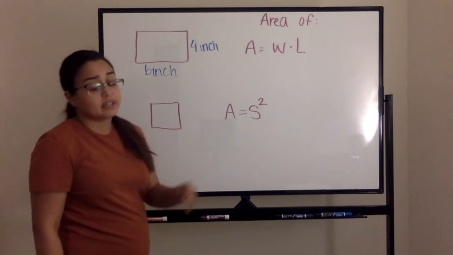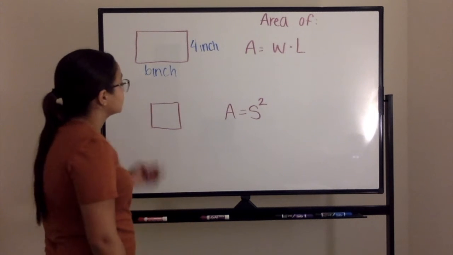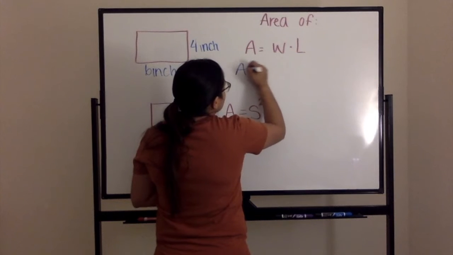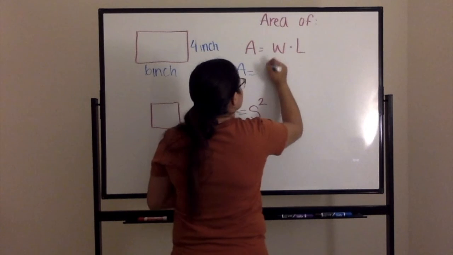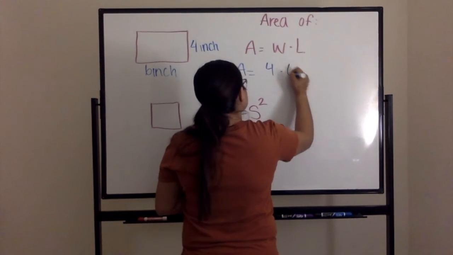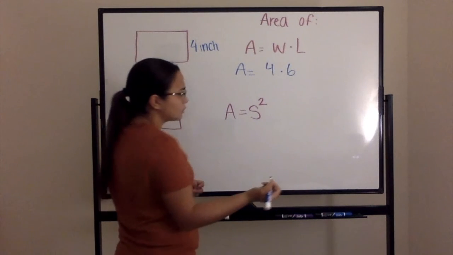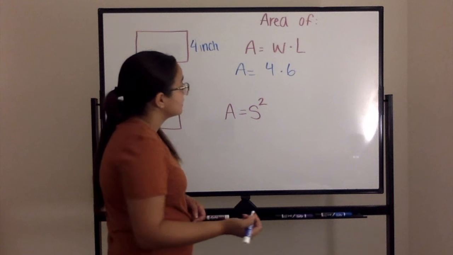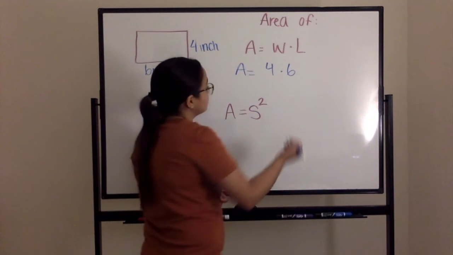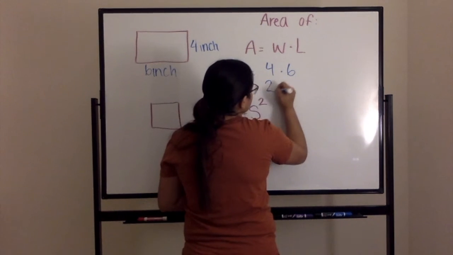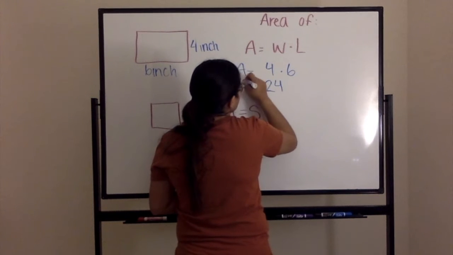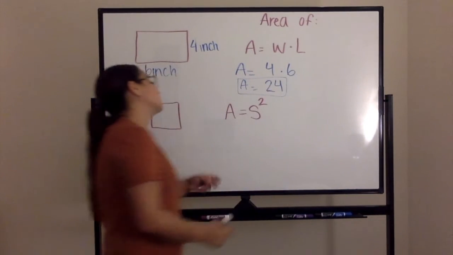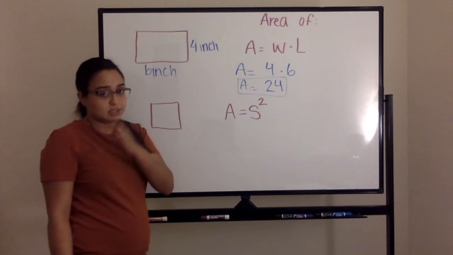Now I want to know the area. How much space does this take? Okay. So my area is equal to 4 times 6. What's 4 times 6? It is 24. So the area of this rectangle is 24.